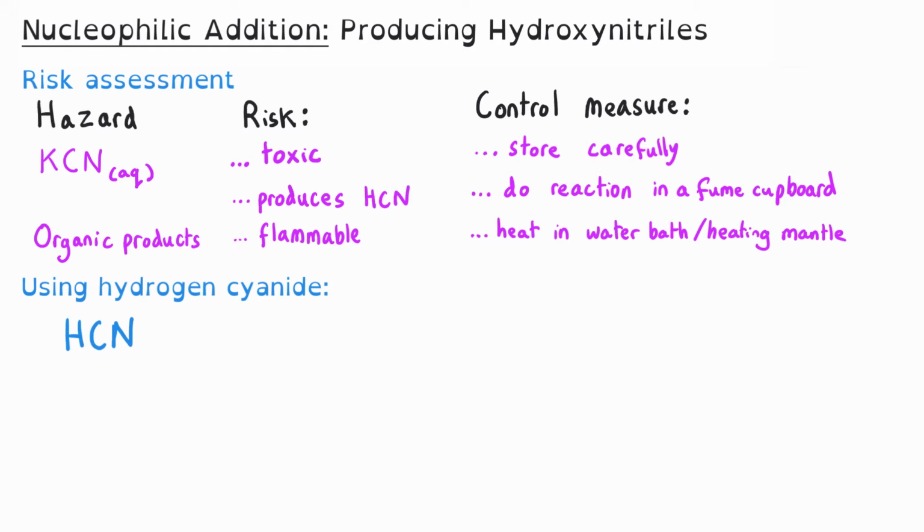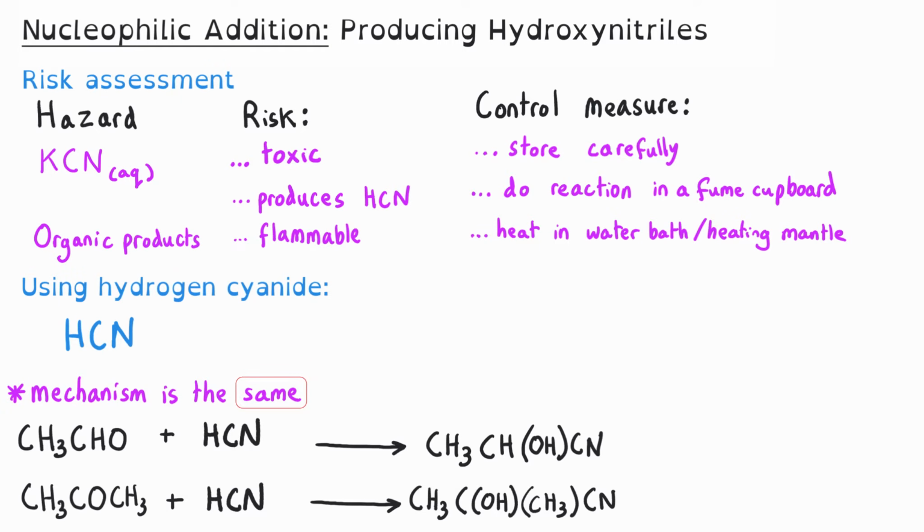As an alternative to using potassium cyanide as our source of the nucleophile, we can actually use hydrogen cyanide instead. And when this reaction happens, the mechanism is exactly the same as for the potassium cyanide because we're still using the cyanide ion as our nucleophile. And the equations are really similar as well. There are a few key differences. Of course, the first one is that we're using hydrogen cyanide and we need to represent that in the equation.